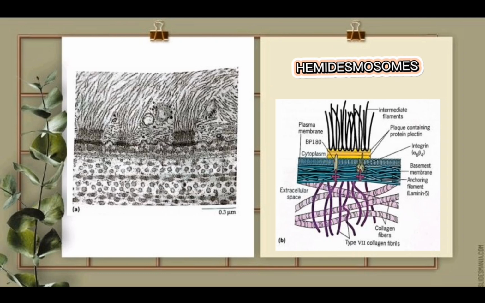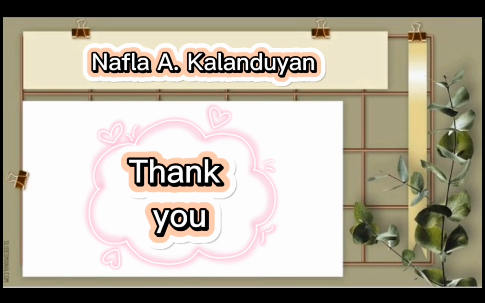The α6β4 integrin molecules of the epidermal cells are linked to cytoplasmic intermediate filaments by a protein called plectin. That plectin is present in the dark staining plaque, and the cells are linked to the basement membrane by anchoring filaments of a particular type of laminin. A second transmembrane protein is also present in the hemidesmosome. The collagen fibers are also part of the underlying dermis. So that's the end of my discussion.